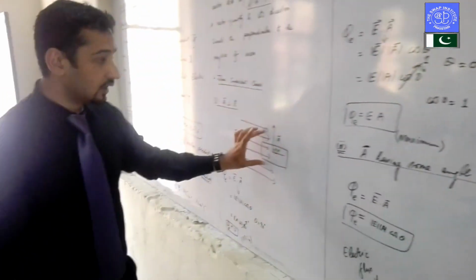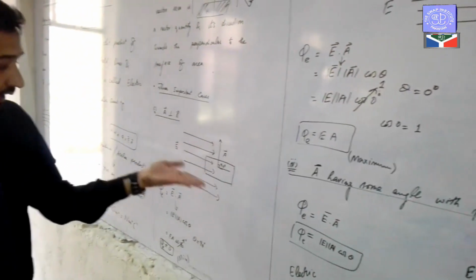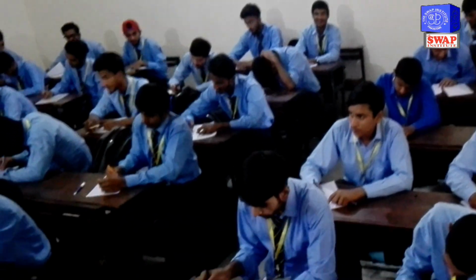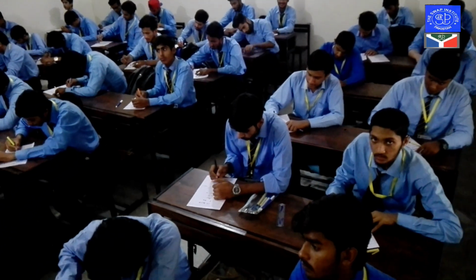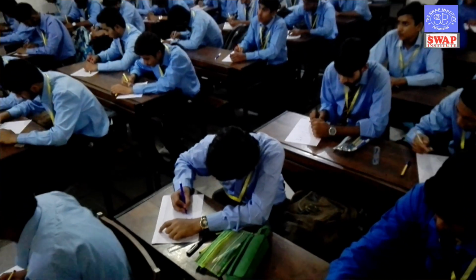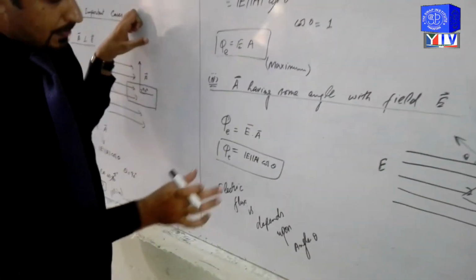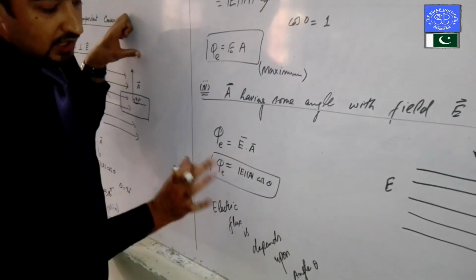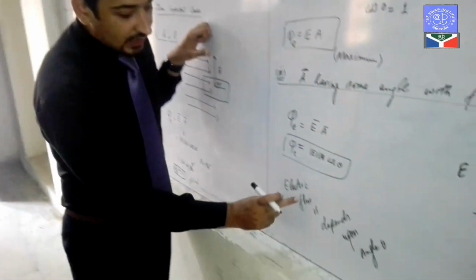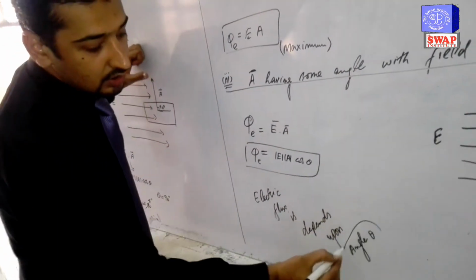Here and here, both cases are very confusing because here the area is parallel to the electric field, but we are writing here that the vector area is perpendicular, because the vector area is always perpendicular to the surface of the area. Okay. The third case has some angle with the electric field lines. In this case, we have no proper idea about the angle, so we can say that the electric flux depends upon the angle theta.